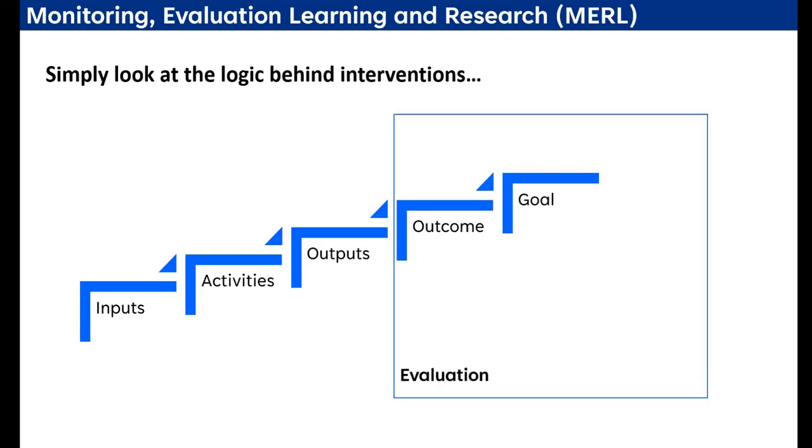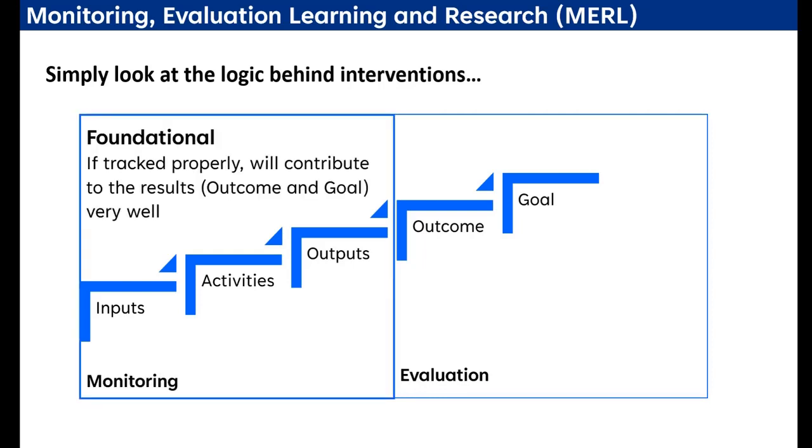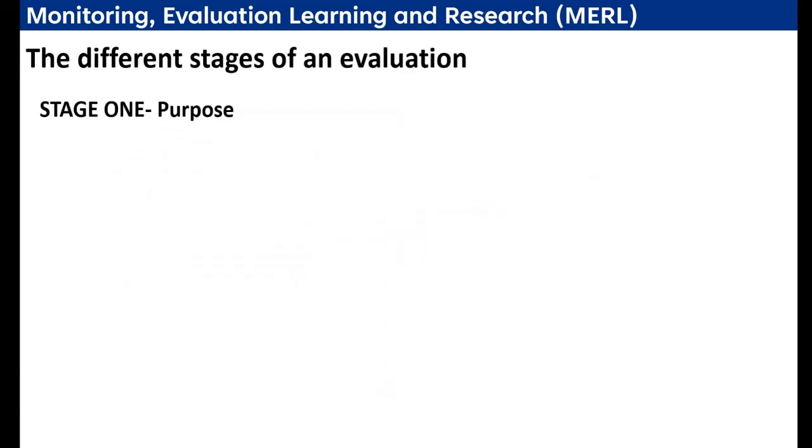Now here you can see this part, outcome and goal. This you assess through evaluation, while these three you do through monitoring: the inputs, activities, and output. The different stages of an evaluation. Now we will discuss the different stages of an evaluation.